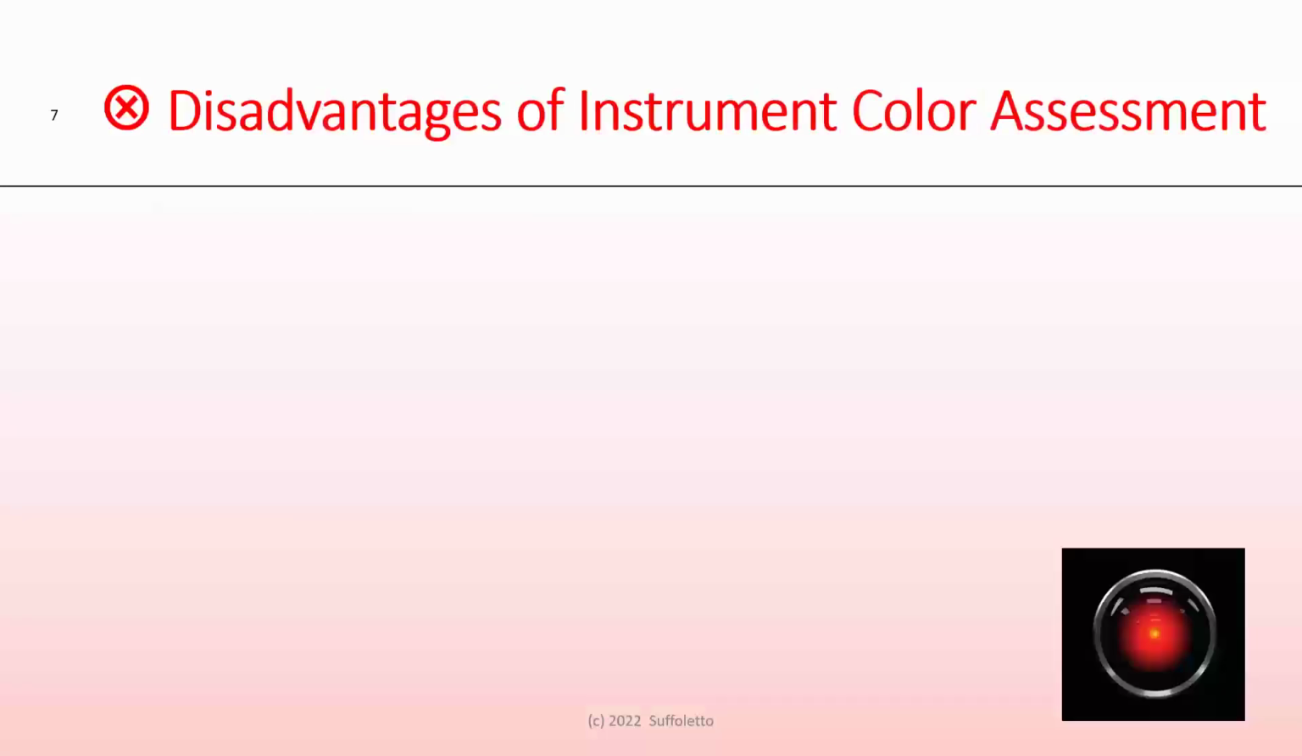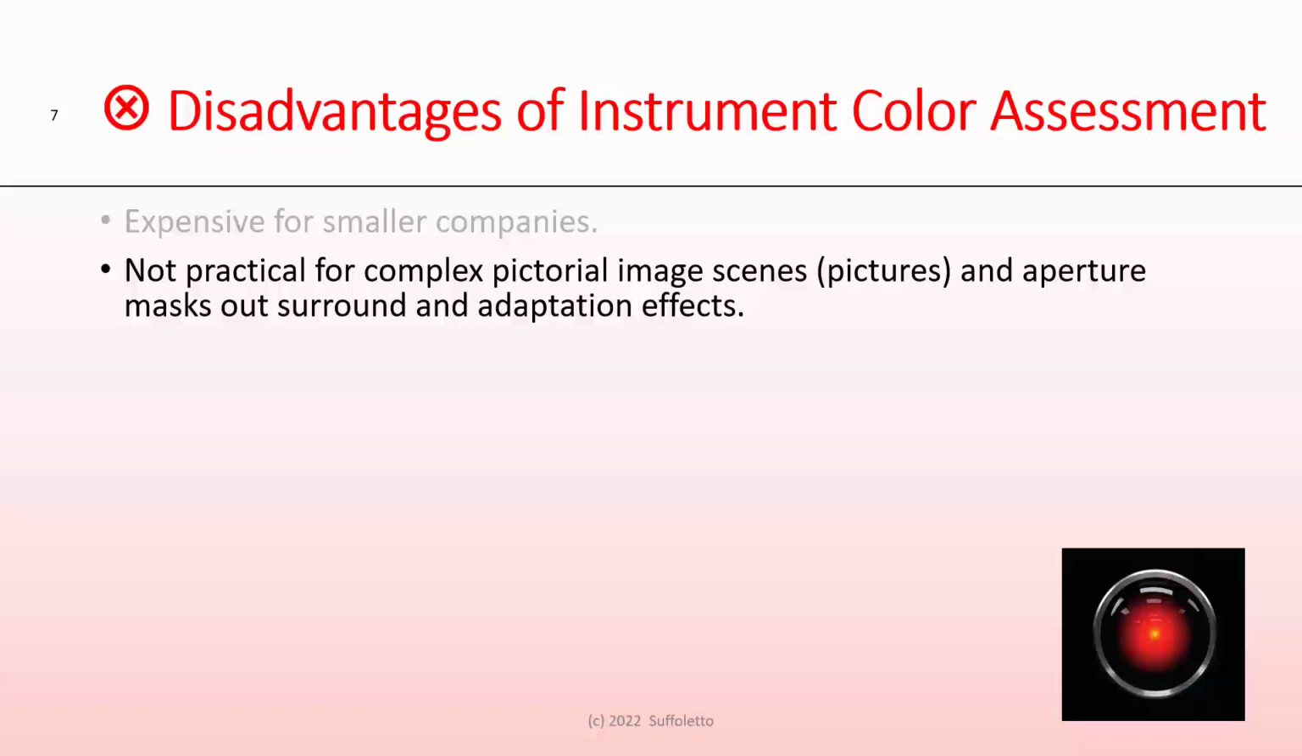However, they do have some disadvantages. One is, for small companies, they're still very expensive. And they're not practical for complex pictorial image scenes, pictures and photographs, color separations, because the aperture masks out the surround influences and the aperture masks out any adaptation effects. So for solid spot colors, they're great, but for color photographs, you have to understand how to use them.